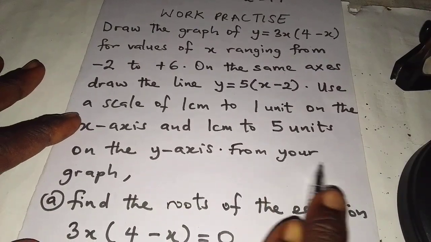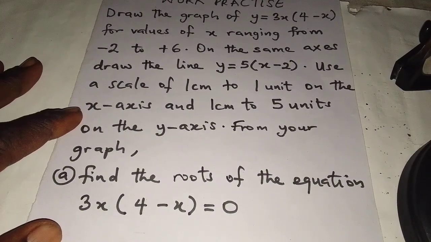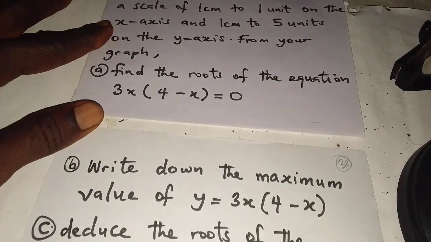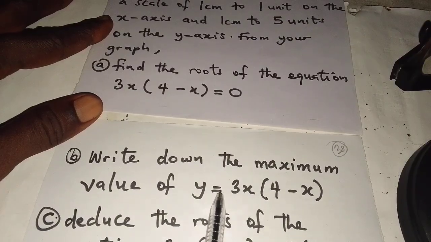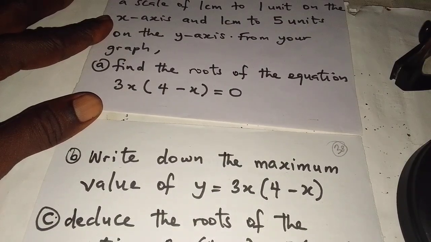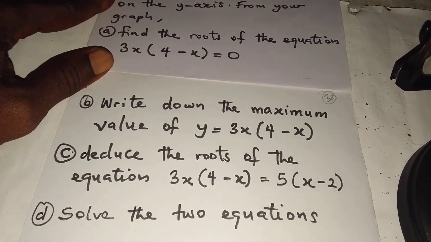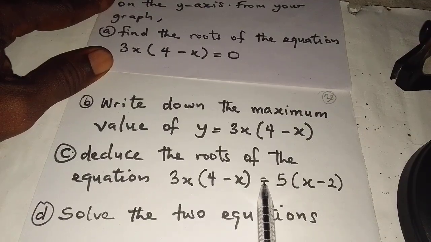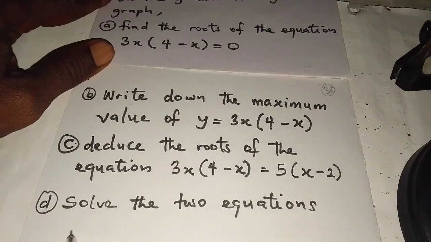From your graph, A, find the roots of the equation 3x(4 minus x) equals 0. B, write down the maximum value of y equals 3x(4 minus x). C, deduce the roots of the equation 3x(4 minus x) is equal to 5(x minus 2). Then D, solve the two equations.